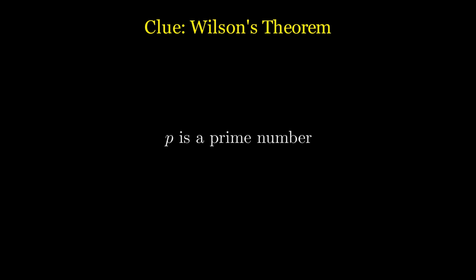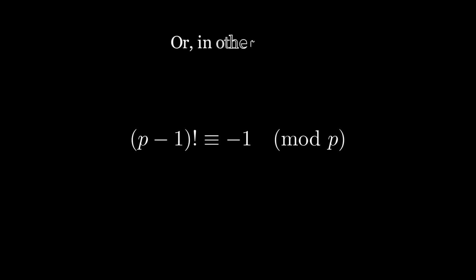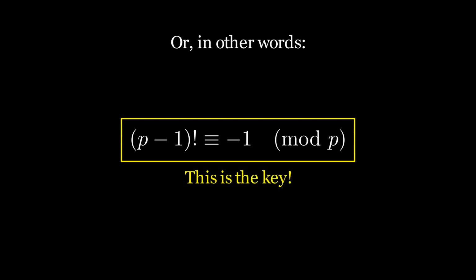Take any prime number, let's call it p. Now multiply every number from 1 up to p minus 1. That's called factorial, so we write it as p minus 1 factorial. Wilson's theorem tells us that this factorial is always 1 less than a multiple of p. Or, in other words, if p is a prime, then p minus 1 factorial is always equal to negative 1 modulo p. Try to remember that. It'll be useful later. Now, back to the problem.